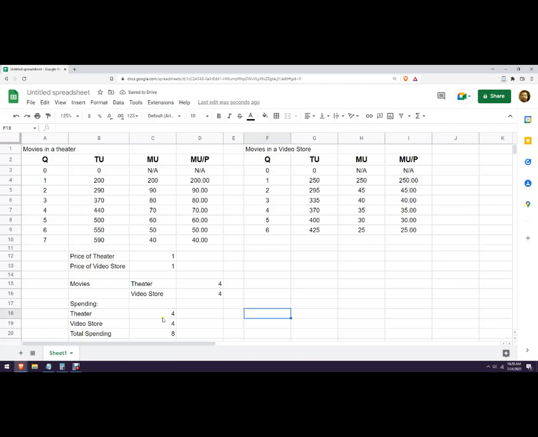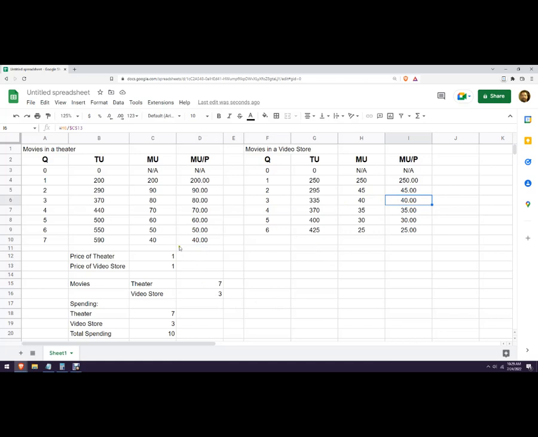Now we were at 4 and 4, and we're no longer at equilibrium. So now we have to find a new one here. So let's see. What about 7 and 3? So go to the theater 7, and go to the video store 3. That actually worked out. So this and this.